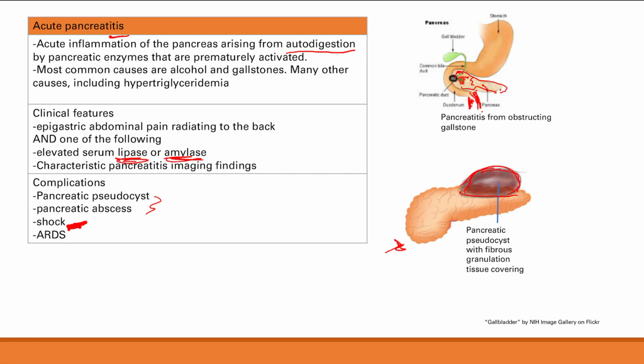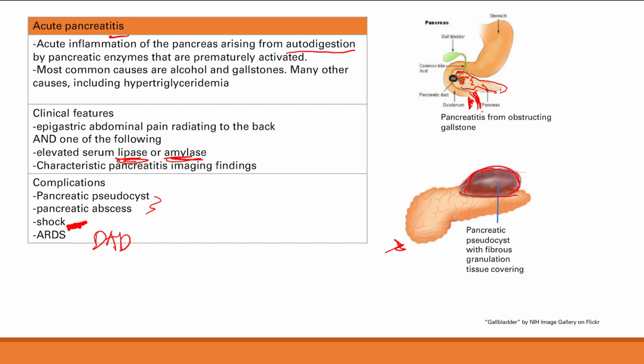And finally, this is a throwback to the pulmonary lectures, you can get ARDS, acute respiratory distress syndrome. And this happens because the pancreatic enzymes are going to get into the bloodstream and they're going to flow around and they're going to reach the lungs and they're going to cause inflammation and diffuse alveolar damage. And that was the key word for ARDS, diffuse alveolar damage.